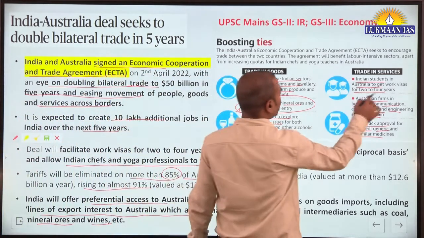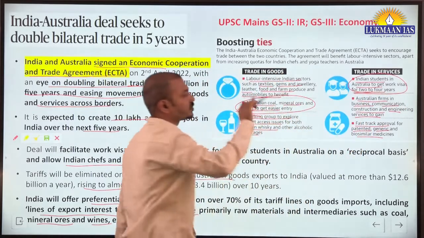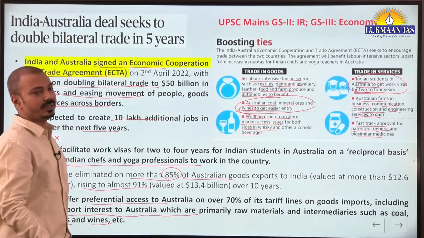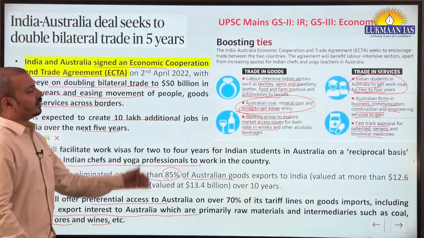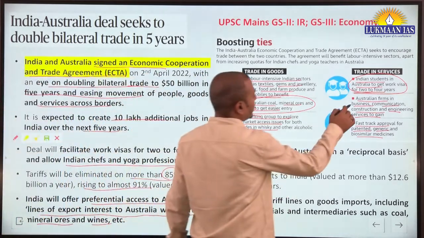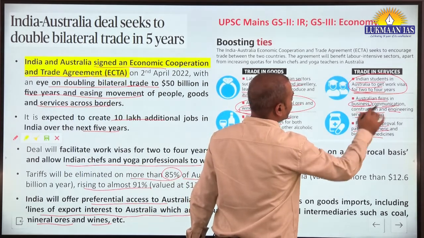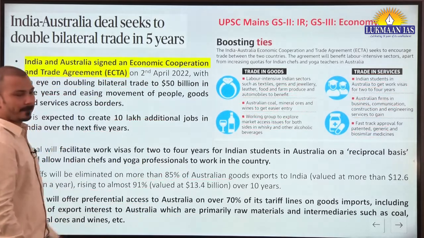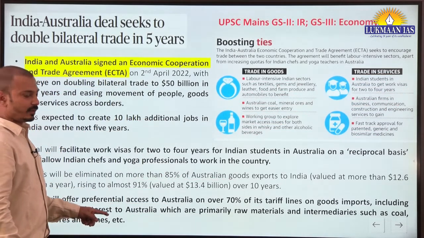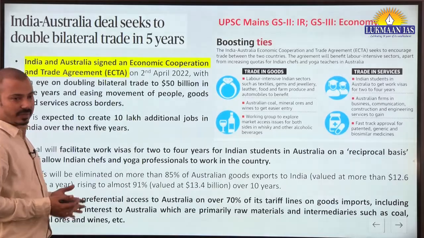And for people to people movement here, for Indian students learning in Australia. Okay, that you should know. And for service sector, of course, Australian firms of business, communication, construction and engineering. So that coal and minerals will drive our economy very fast. Yes, so raw materials for India, that is very important.